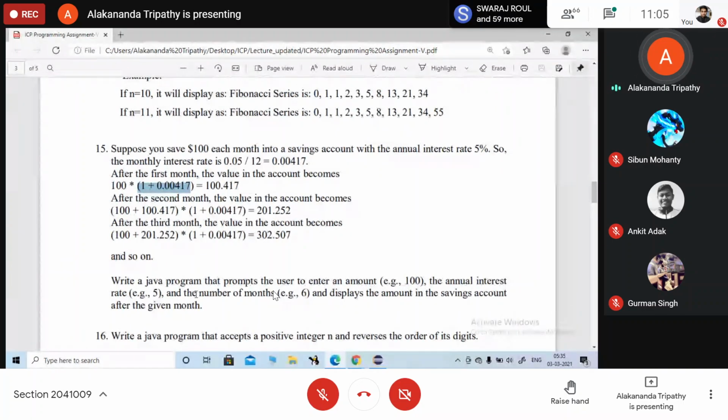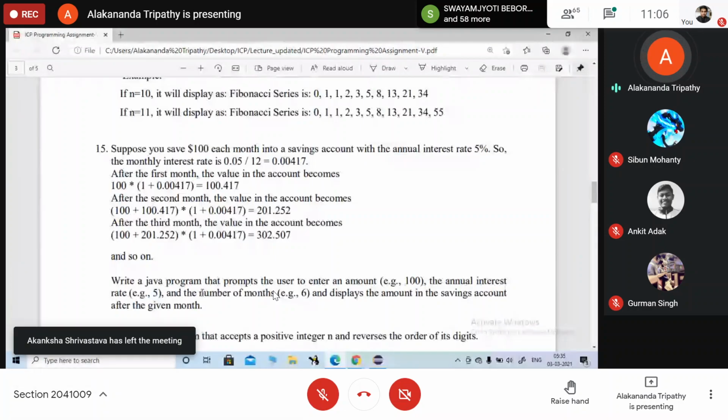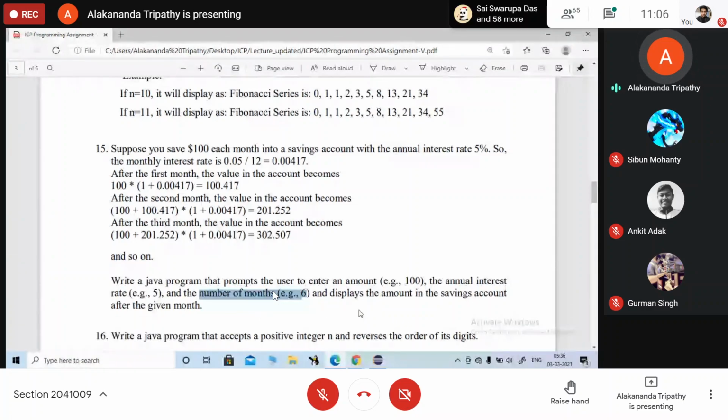annual rate of interest. Now let the annual rate of interest is 5%. Okay, and the number of months. Okay, 6. So you need to display the amount after each month. Display the amount in the savings account after the given month. So हर एक month के लिए कितना save हुआ है, you need to calculate it. And जो भी month तुम input करोगे, if you have inputted 6, then it is going to print the value what we will obtain after this month.